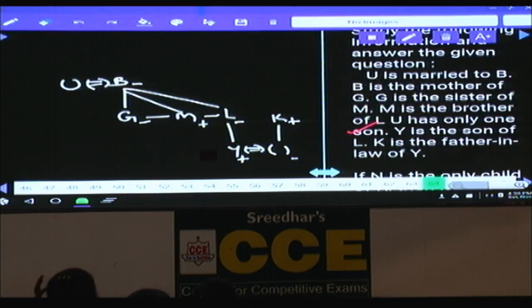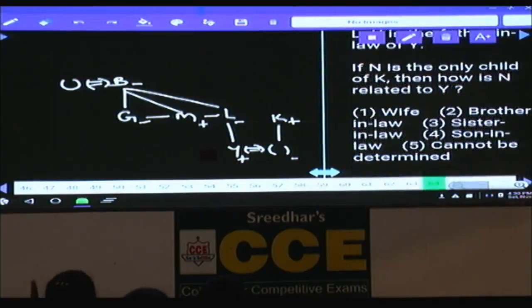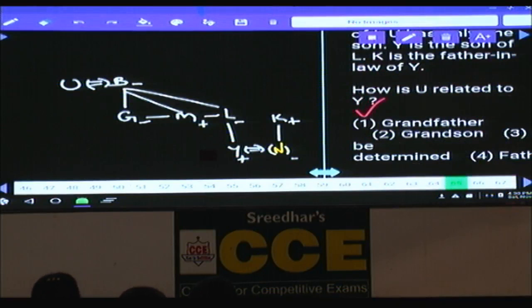Then 64. Now in this question number 64, if N is the only child of K, then how is N related to Y? N is the wife of Y, that is choice 1. Then question number 65, how is U related to Y? B is a female, U is a male, and Y's mother's father is grandfather. Grandfather, it is given in choice 1.